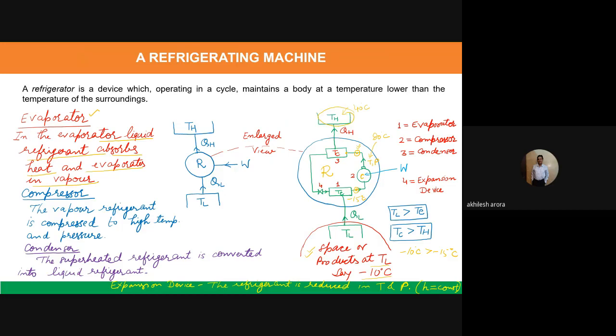And at the exit from the condenser the temperature is lowered, so we can say that the temperature here could be 45 degrees Celsius. It is still higher than the atmospheric temperature, and now it is in the liquid form. So here we have the liquid refrigerant, and it still has high pressure. Then it passes through an expansion device.